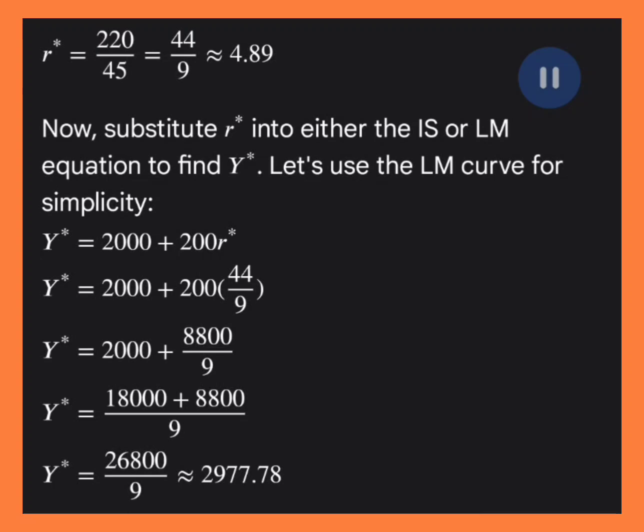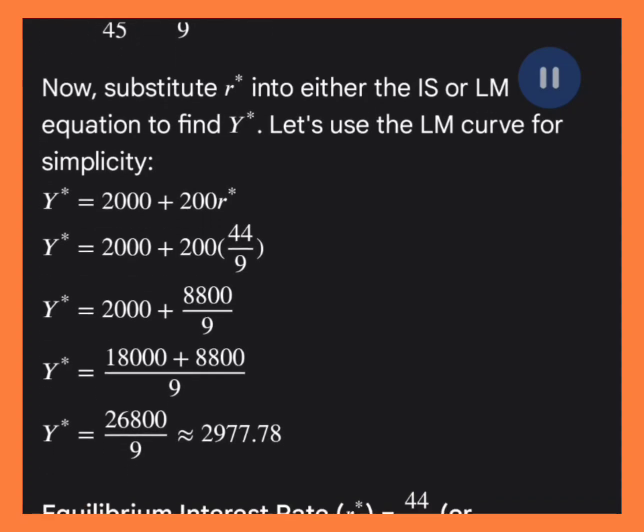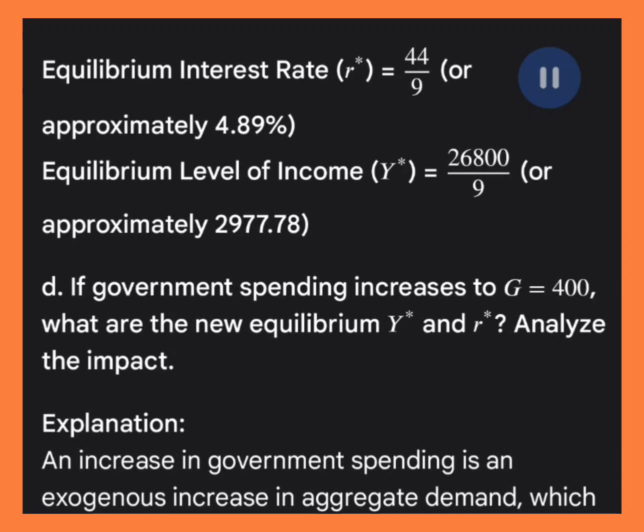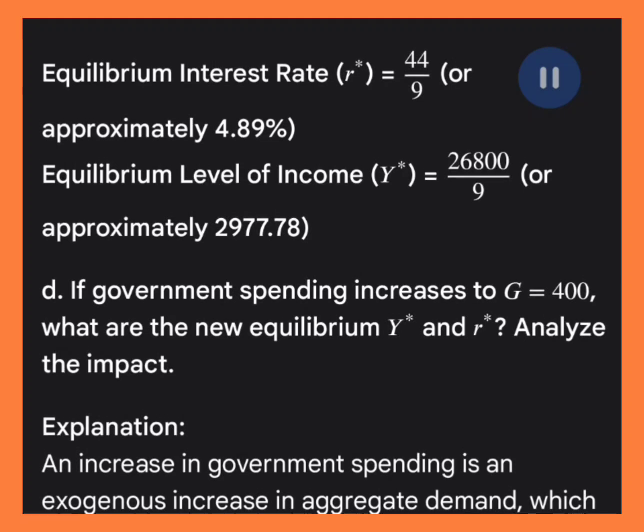Y* = 2000 + 200r*. Y* = 2000 + 200 × (4/49)... Y* = (18,000 + 8,800)/9 = 26,809/9 ≈ 2,977.78. Equilibrium interest rate r* = 4.49/9 or approximately 4.89%.